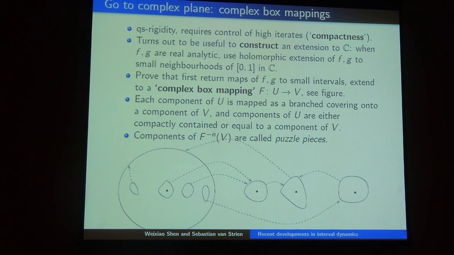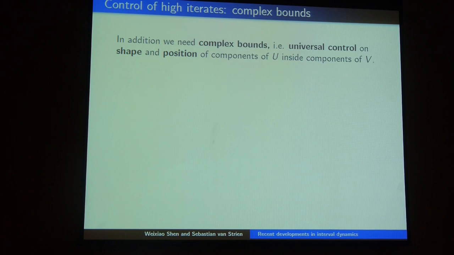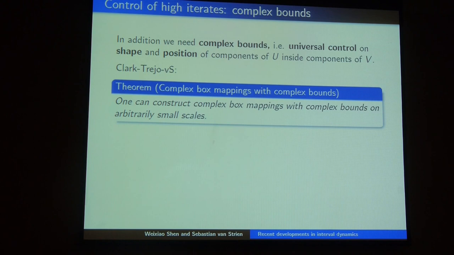Now, even having this structure is not automatic. If you have a real analytic map, why should you be able to have such an extension? So this requires some significant amount of work to even know that you have such a complex box mapping. But of course, having such a complex box mapping as such is not going to be enough. You need something more, you need some kind of estimates. And these estimates are basically some kind of control, universal control on the shape and the position of components of the domain as compared to the range. So you need some kind of understanding of that, and this can be made precise, but I won't do that here.